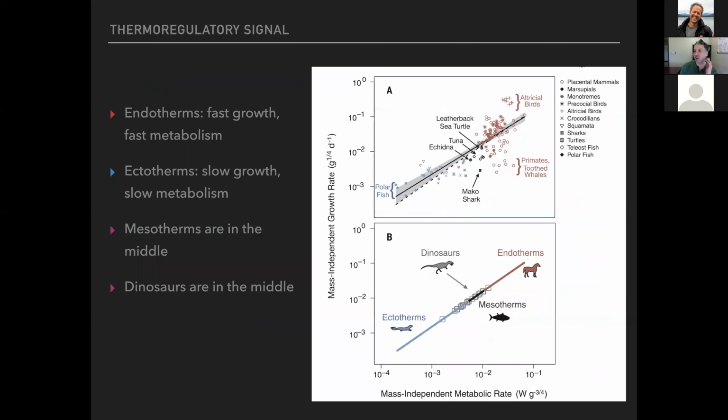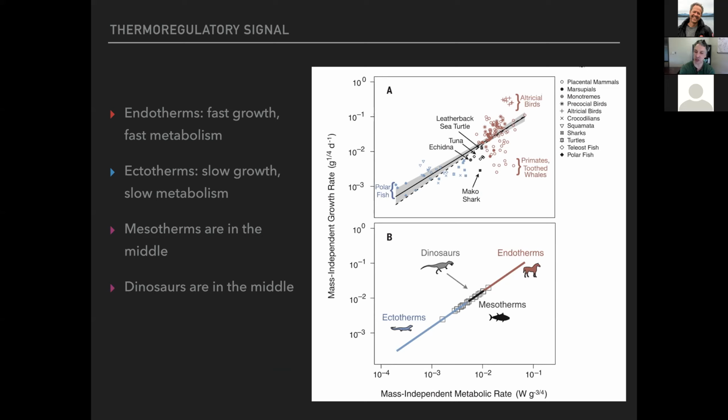So if we divided out the effects of body size, the mass-normalized metabolic rate, and we added metabolic rate data and growth rate data, what you basically see is that there's a cluster of fast metabolizing, fast growing things in red, and those are the endotherms. And there's some interesting variation between them. So things like primates and toothed whales grow relatively slow for their metabolism, and altricial birds are relatively fast. But they're all in this upper quadrant.